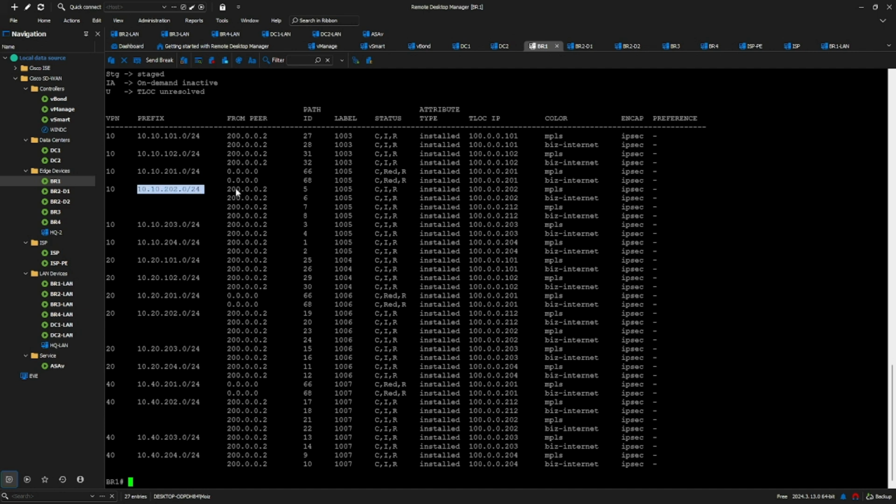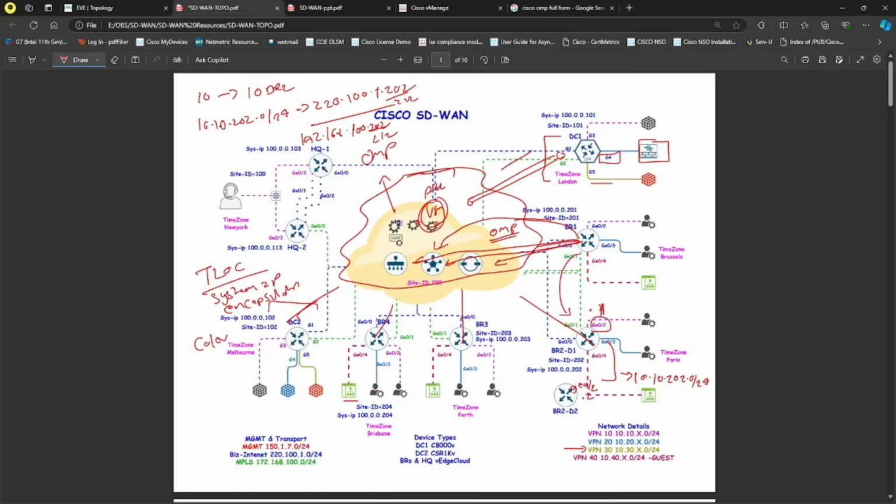network, it is saying that the next hop is the TLOC IP. It's not saying that it is going via the public IP address; it is saying that it is the TLOC IP. So in SD-WAN, the routing works like this: if you want to go to this particular IP subnet, you go to 100.0.0.202 or 212. It is not saying that it should go via the public IP address. That's how SD-WAN is designed.